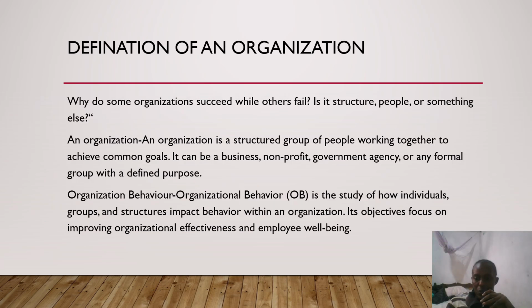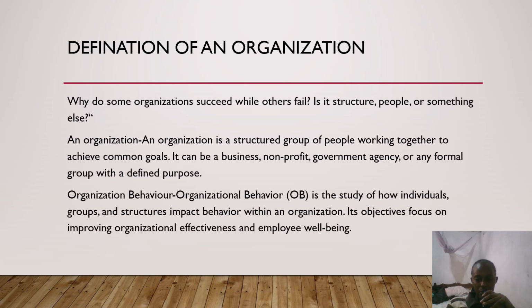Now, let us define what is an organization. Organization is a structured group of people working together to achieve a common goal. It can be a business, a non-profit, a government agency, or any formal group with a defined purpose. So basically what we are saying is any group of people that have come together for a common purpose, we can term it as an organization. And so it goes on to say that organizations exist for a certain purpose or for a certain mission, and we shall be looking into that as we continue.